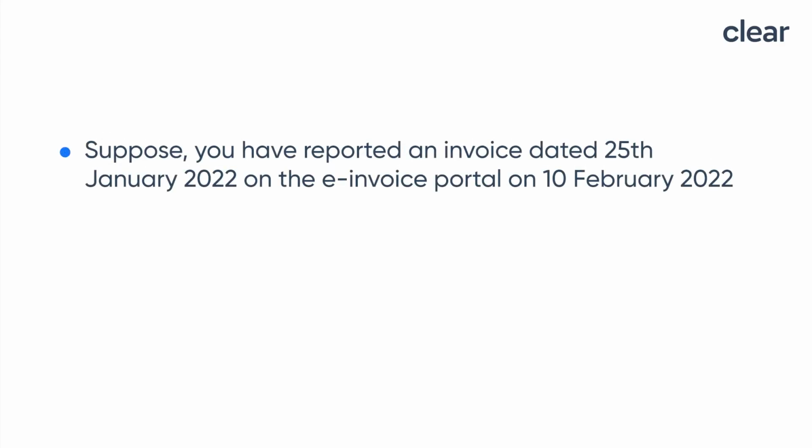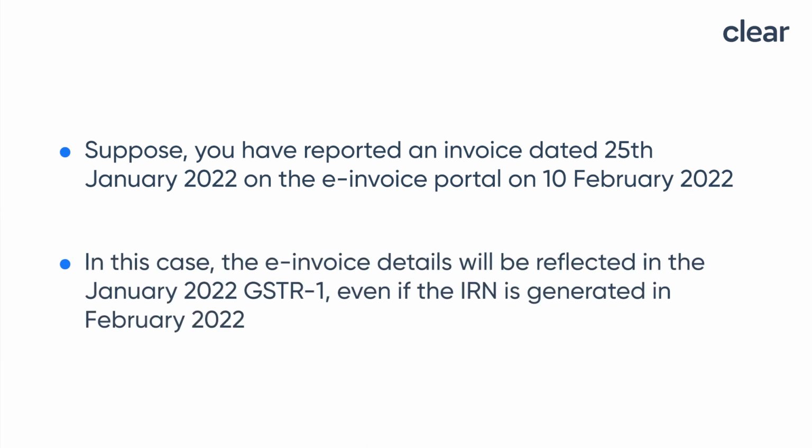Now, I'll explain to you the date that needs to be considered for auto-population into GSTR-1 with the help of a few scenarios. Scenario 1. The document date mentioned in the invoice, debit note or credit note will be considered for auto-populating into the GSTR-1. The portal will not consider the date on which the document was reported on the IRP and the date of IRN generation. Suppose you have reported an invoice dated 25th January 2022 on the e-invoice portal on 10th February 2022. In this case, the invoice details will be reflected in the January 2022 GSTR-1 even if IRN is generated in February 2022.